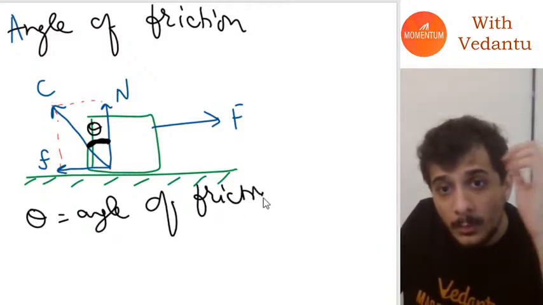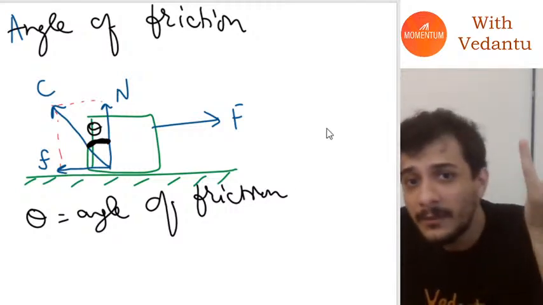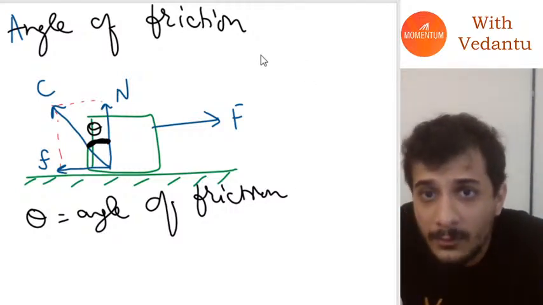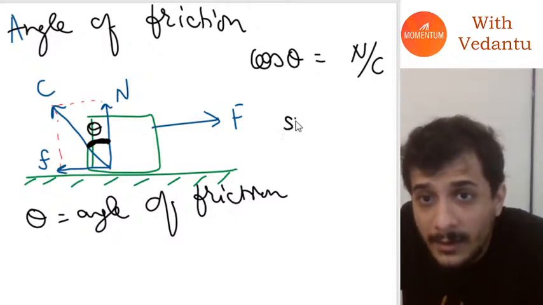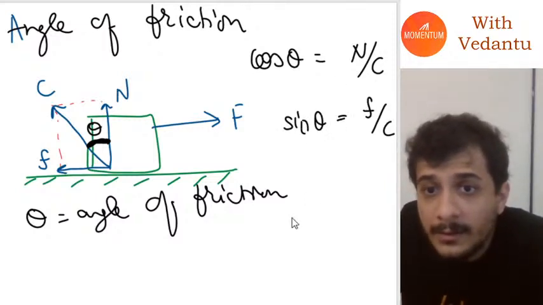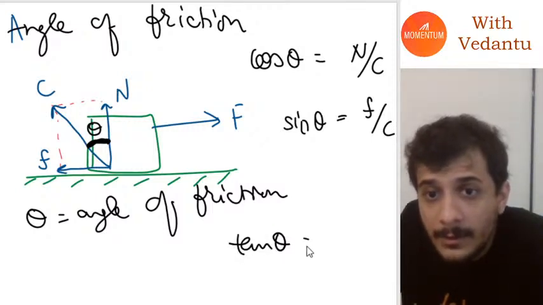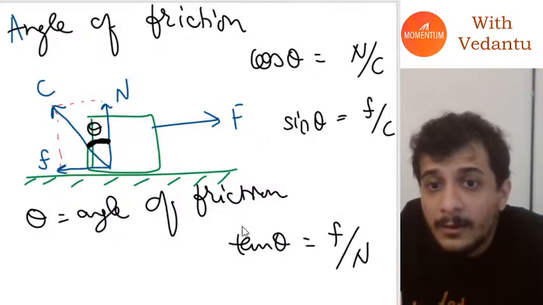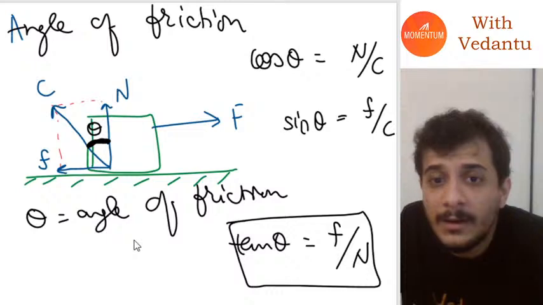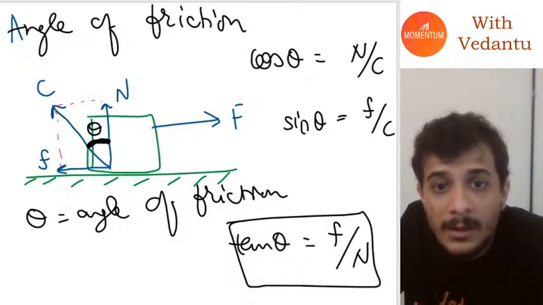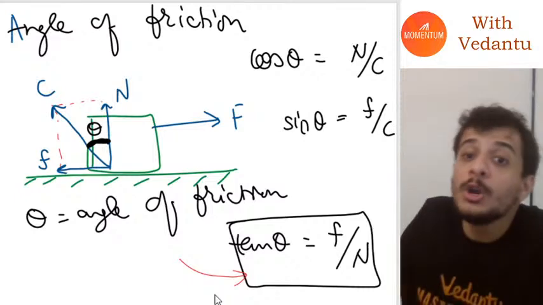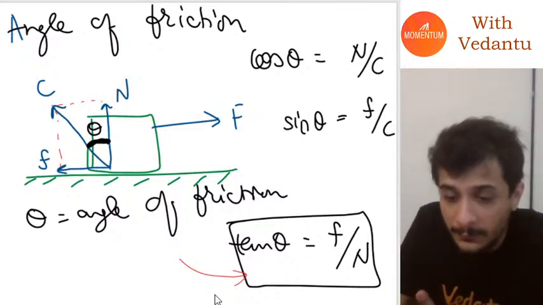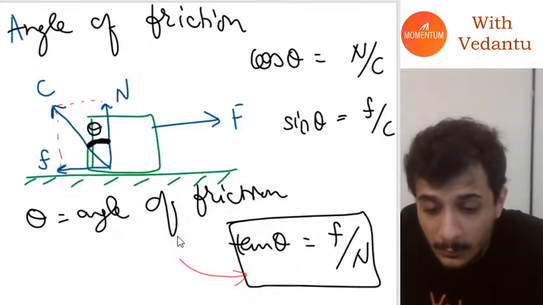Okay, and what will be the value? Well, you can find the value of different things. You can say cos theta is equal to N by C. You can say sin theta is equal to F by C. And you can say tan theta is equal to F by N. Now if you know any of these three values, let's say you know the third one, then using that, you can calculate the value of theta. If you know the value of tan theta, you can calculate the value of theta.